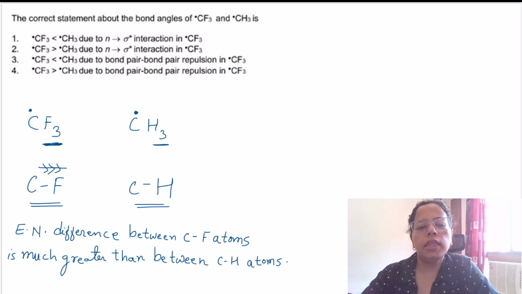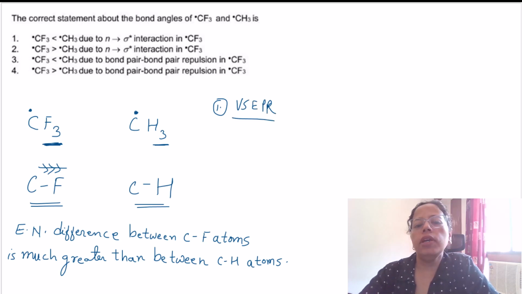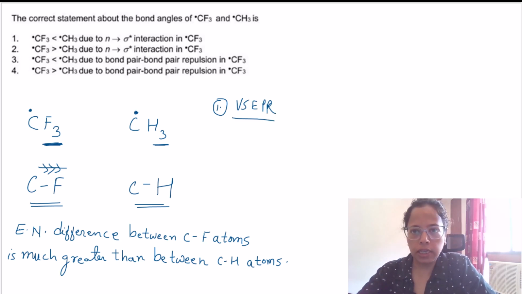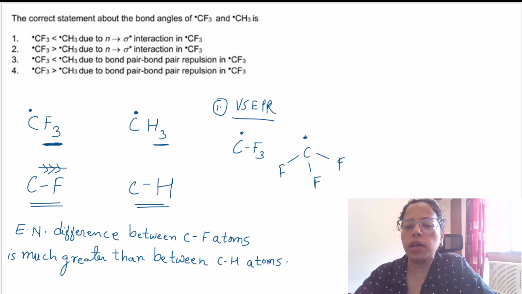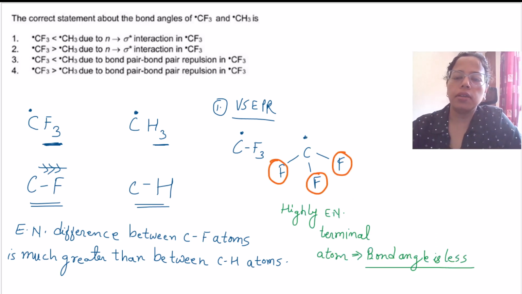Okay, and there are many explanations to this particular problem. First of all, through VSEPR, we can relate that when we have a very highly electronegative terminal atom, in case of CF3 radical, that is fluorine, the terminal atom here is the highly electronegative fluorine atom. This concept is from VSEPR, that when the terminal atom is very highly electronegative, then the bond angle is lower.